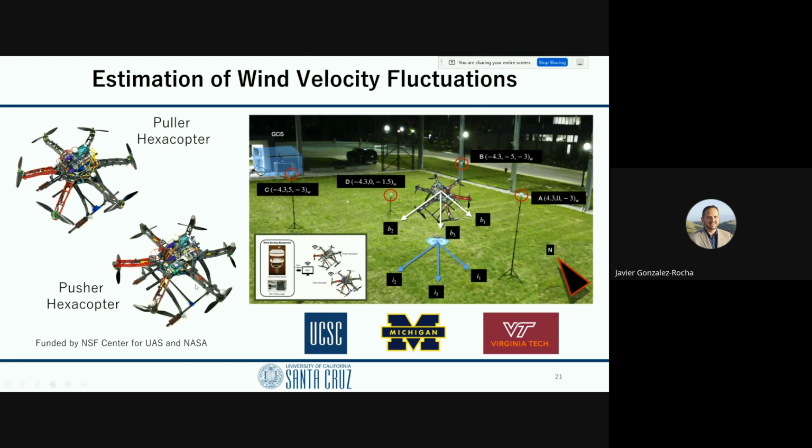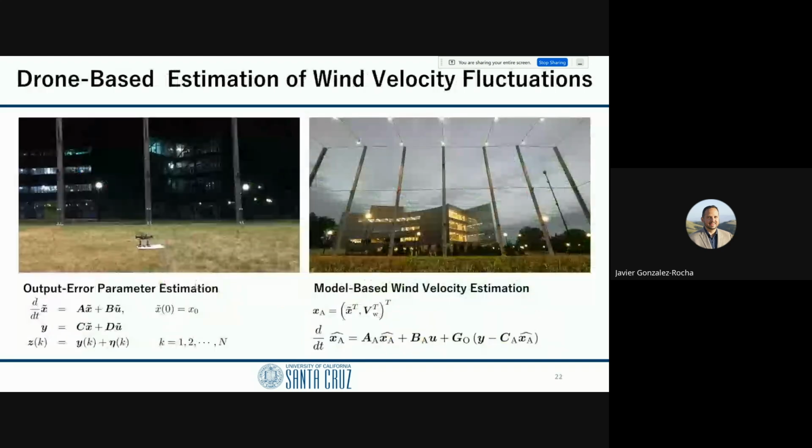And actually, collaborators at the University of Michigan discovered that there were big distinctions in the lift to drag ratio of these two aircraft. So the pusher hexacopter actually had a lower lift to drag ratio, which means that it's less efficient for forward flight. Now, one of the things that I got curious about was this thing that is perceived as a weakness, can it actually be a strength for inferring wind velocity? So we did experiments. This video you've already seen.